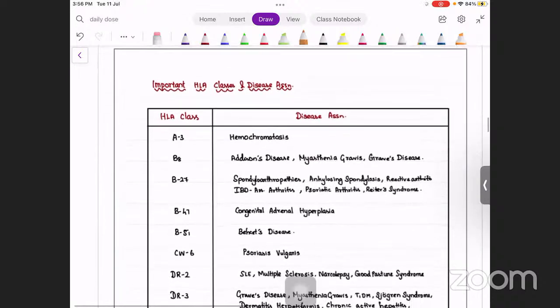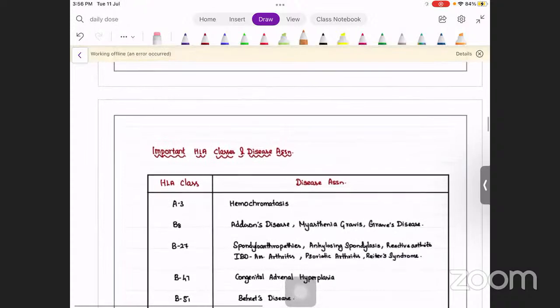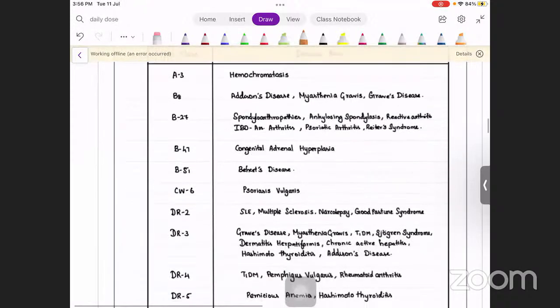Then important HLA classes. Next is the immunogenetic and immunological section, so we move on to immunological. Important HLA classes: the main one is B27, which I used to remember with the mnemonic PAIR.